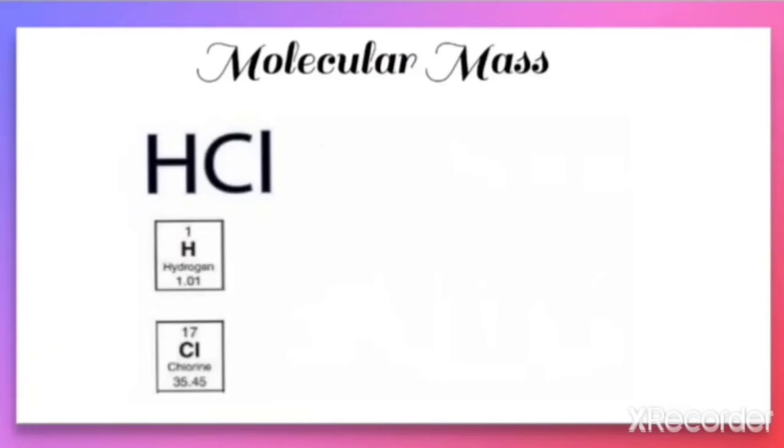So what is the mass of hydrogen? That is 1 U. Approximately, that is taken as 1 U. What is the mass of chlorine? That is 35.5.